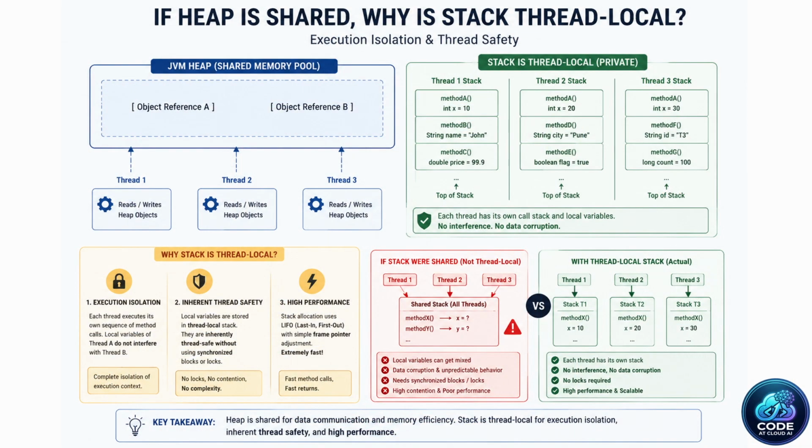If the heap is shared, why is the stack thread local? Think of execution isolation and thread safety. Each thread executes its own sequence of method calls. Thread A's local variables should never interfere with thread B's. By making the stack thread local, variables are inherently thread safe without requiring any synchronized blocks or locks. Furthermore, stack allocation uses a simple last in first out (LIFO) frame pointer adjustment, making execution incredibly fast.